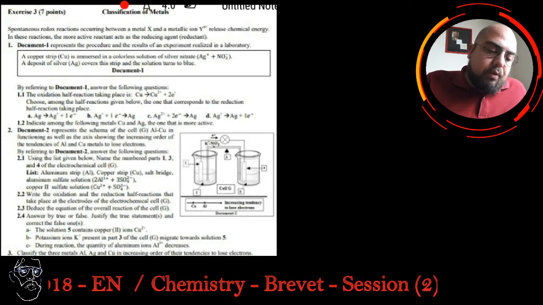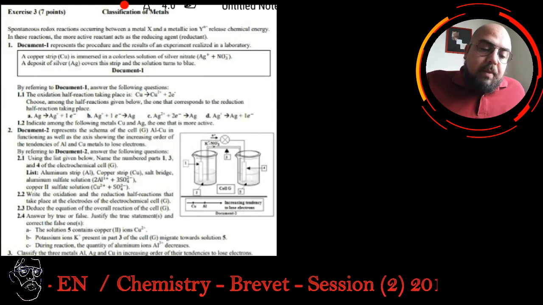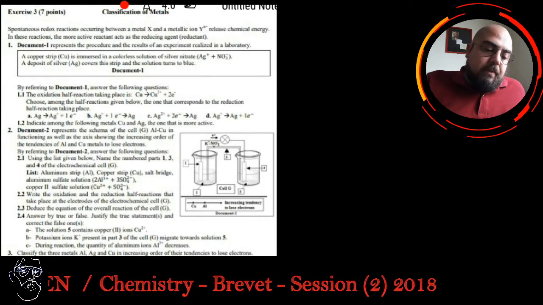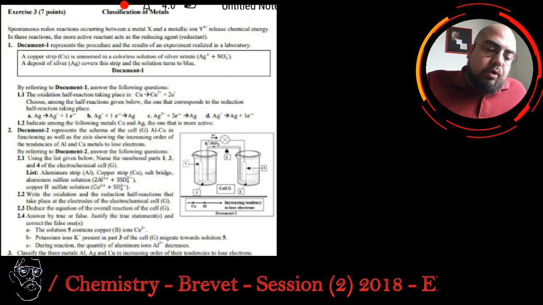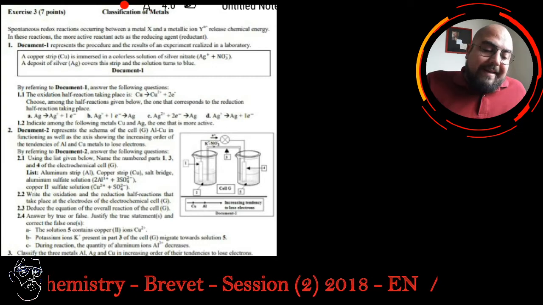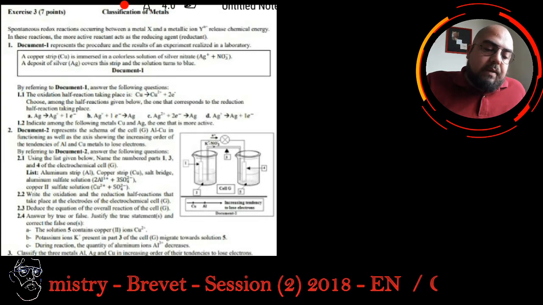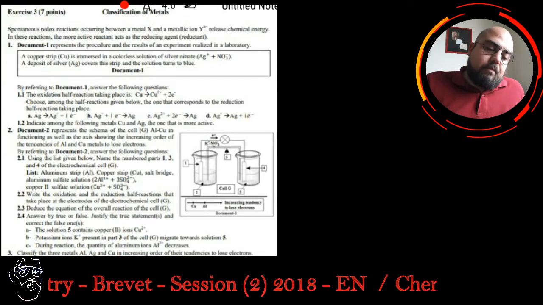Document 1 represents the procedure and the result of an experiment realized in the laboratory. A copper strip Cu is immersed in a colorless solution of silver nitrate, Ag+ and NO3-. A deposit of silver Ag covers the strip and the solution turns blue.